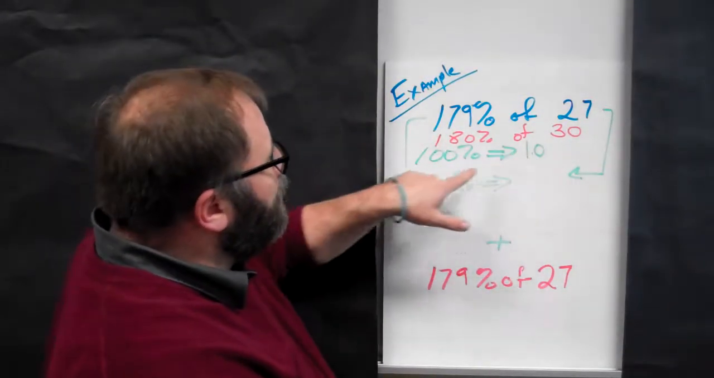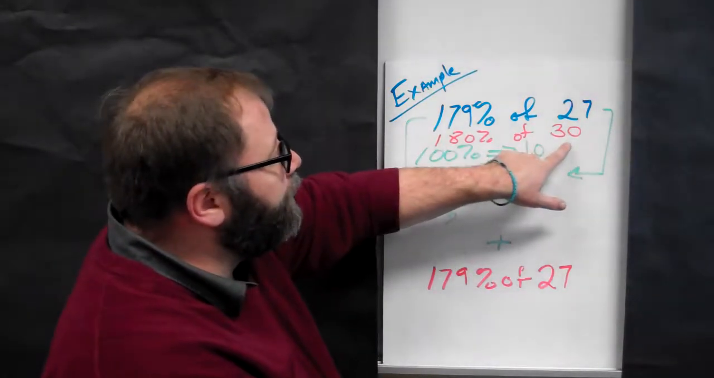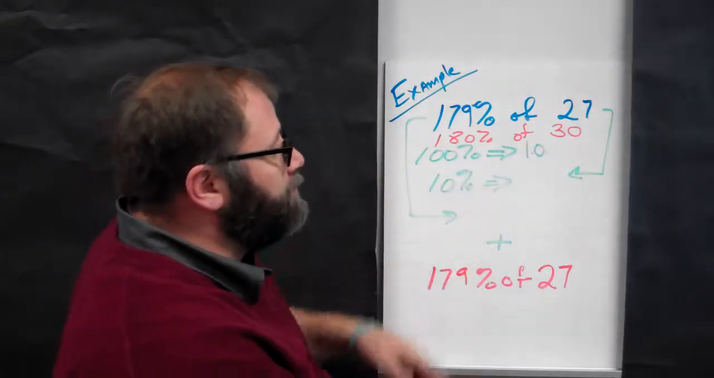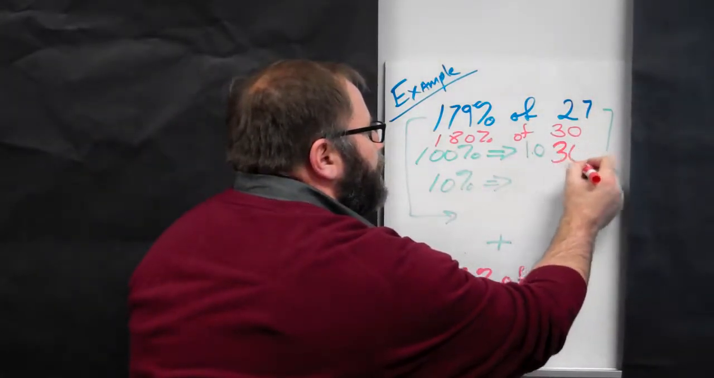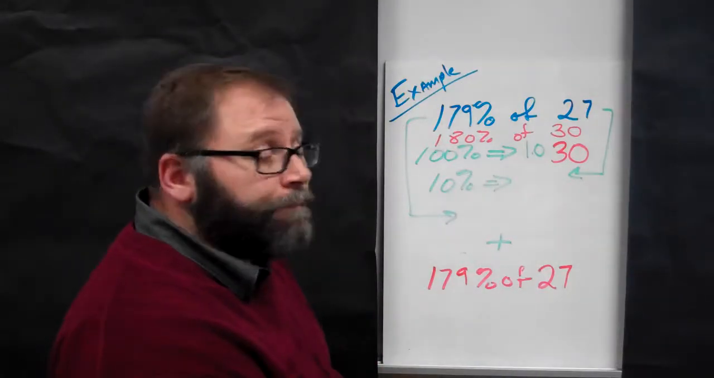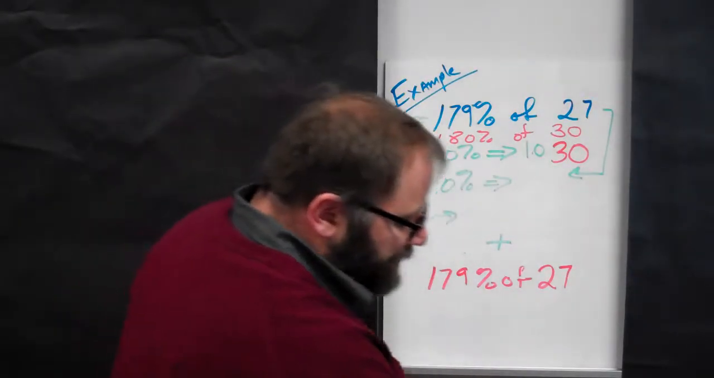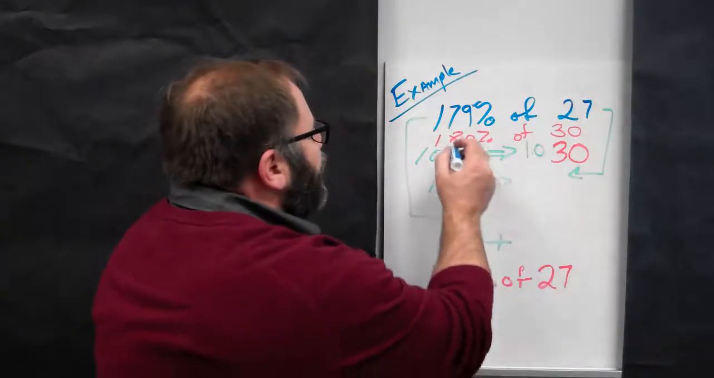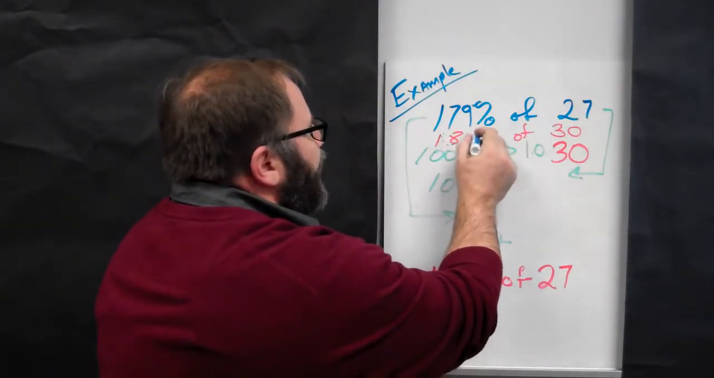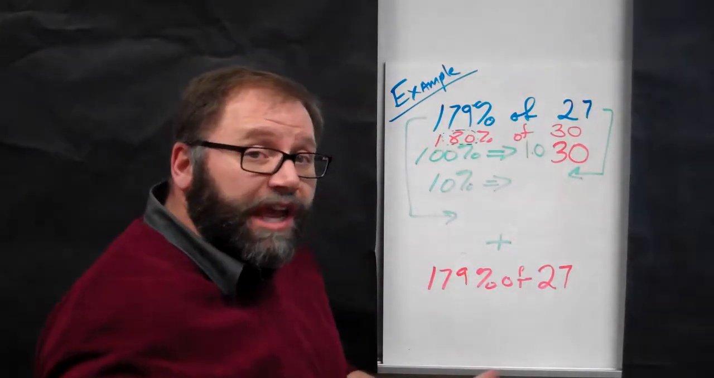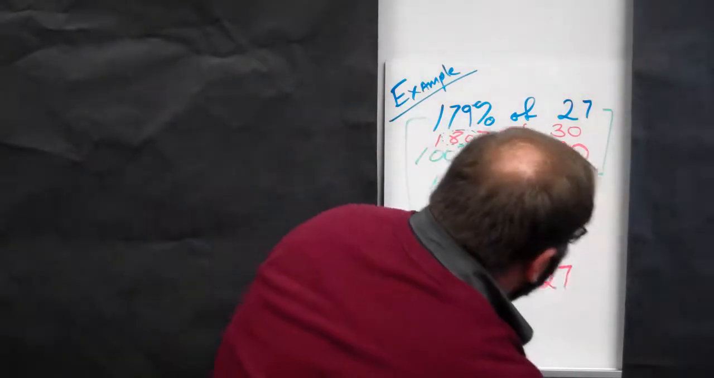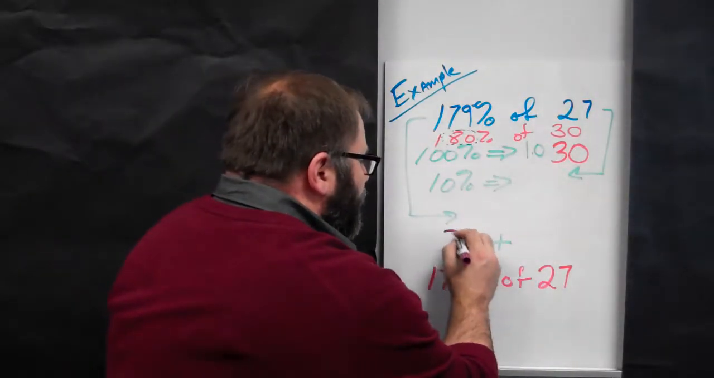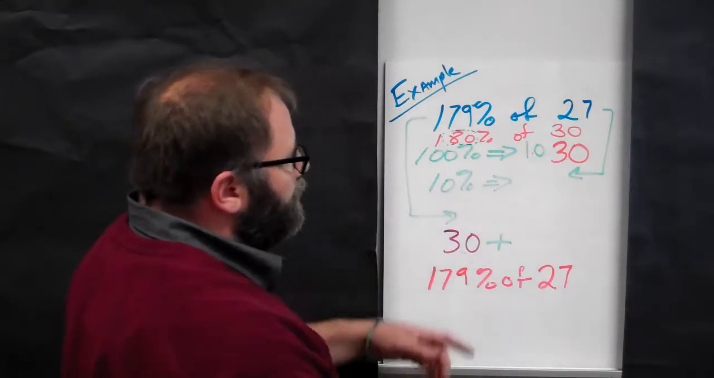100% of 30 would be the same as 30 times 1. So that 100% we're going to say right off the bat is 30. That leaves us this 80% left. So we figured out the 100%. Now let's find out what the 80% is, and we'll add them together at the end. So that 30 we can bring right down here to our addition point.